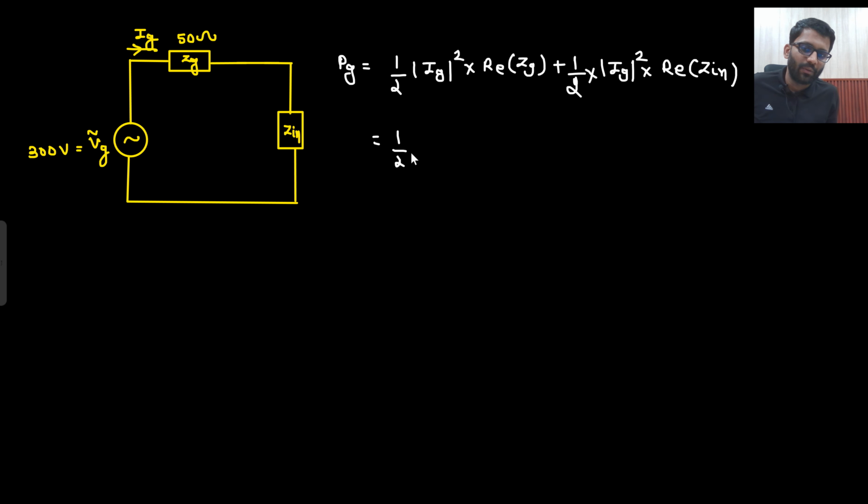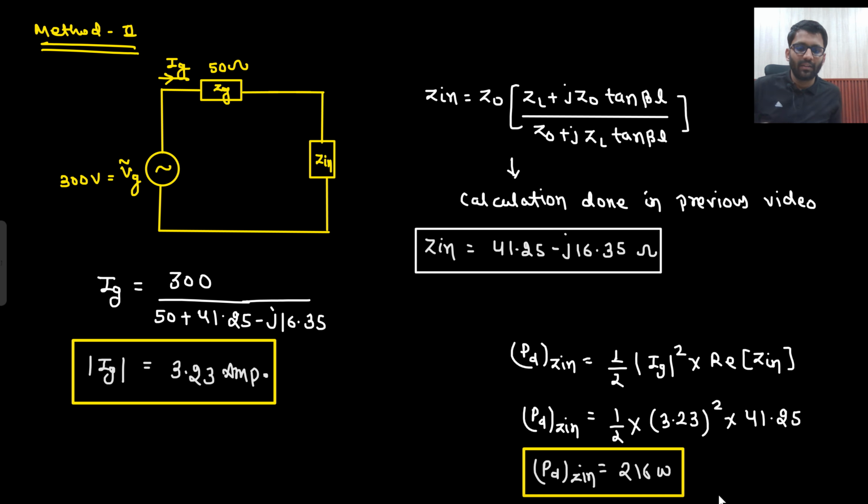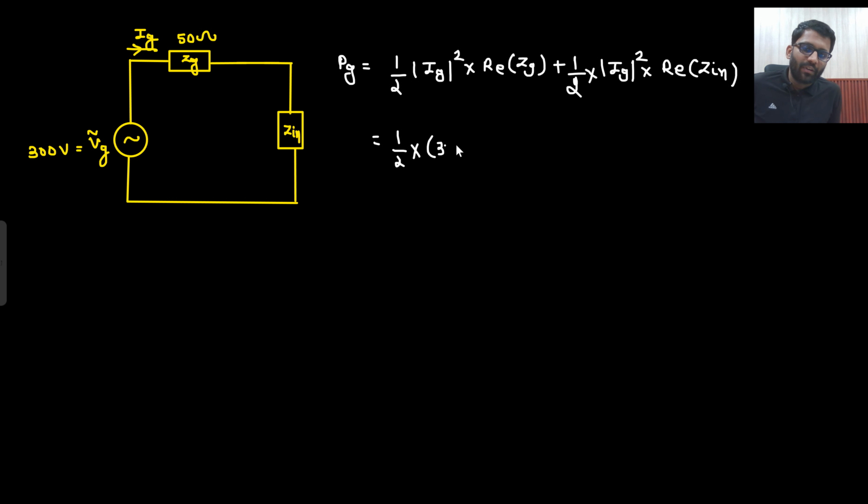So half into mod of Ig square. What is Ig? Mod of Ig square is 3.23 whole square. The real part of Zg is 50 and the real part of Zin is 41.25. What are you getting?